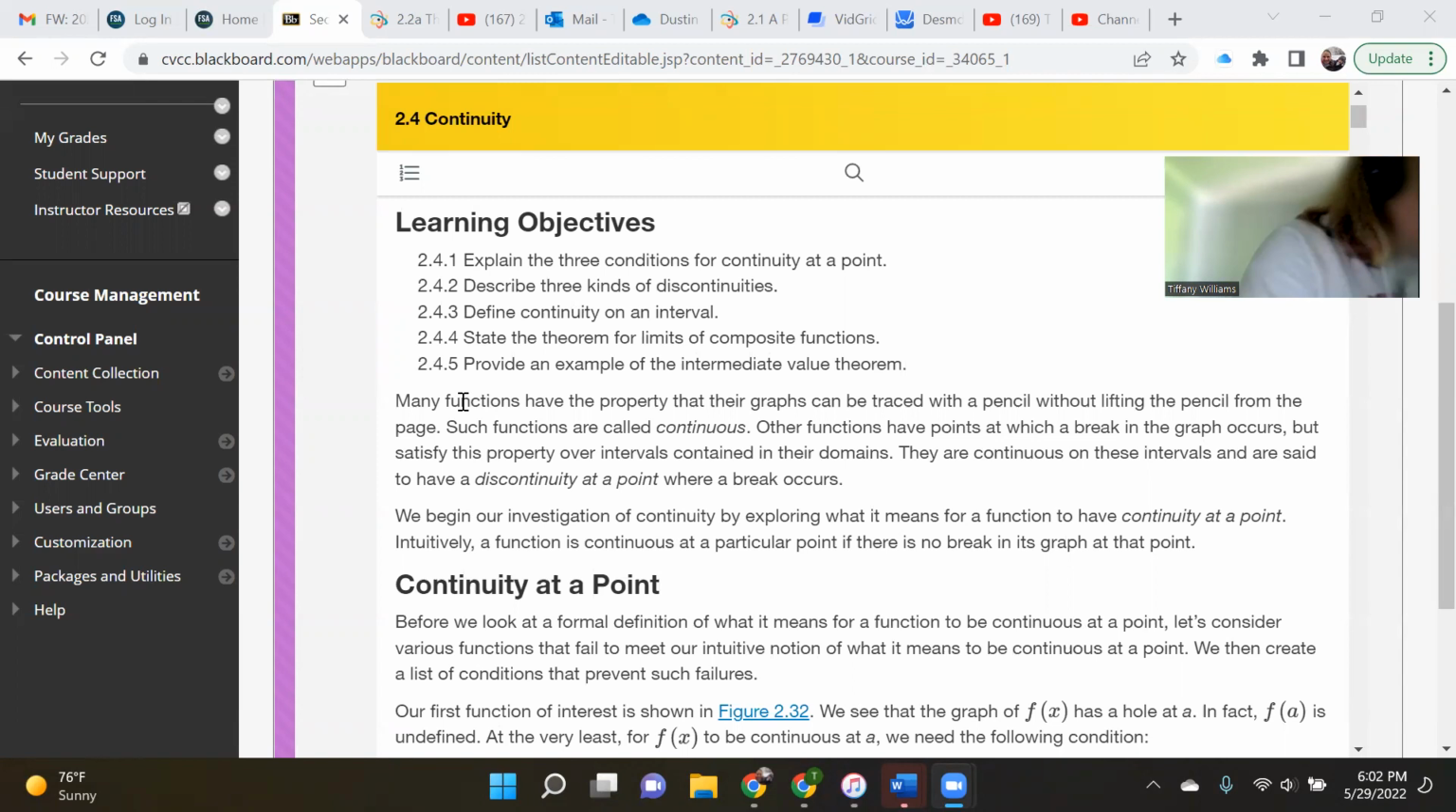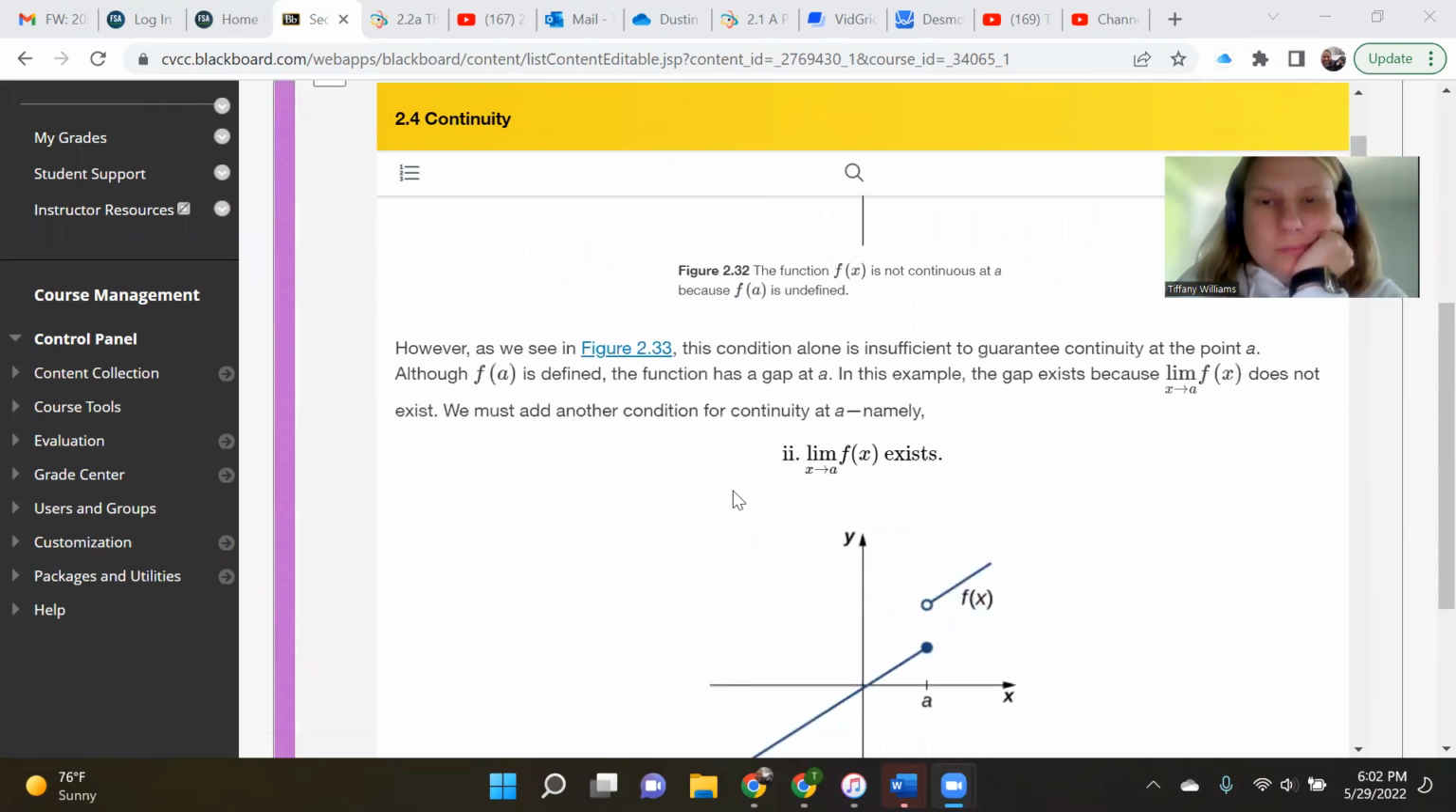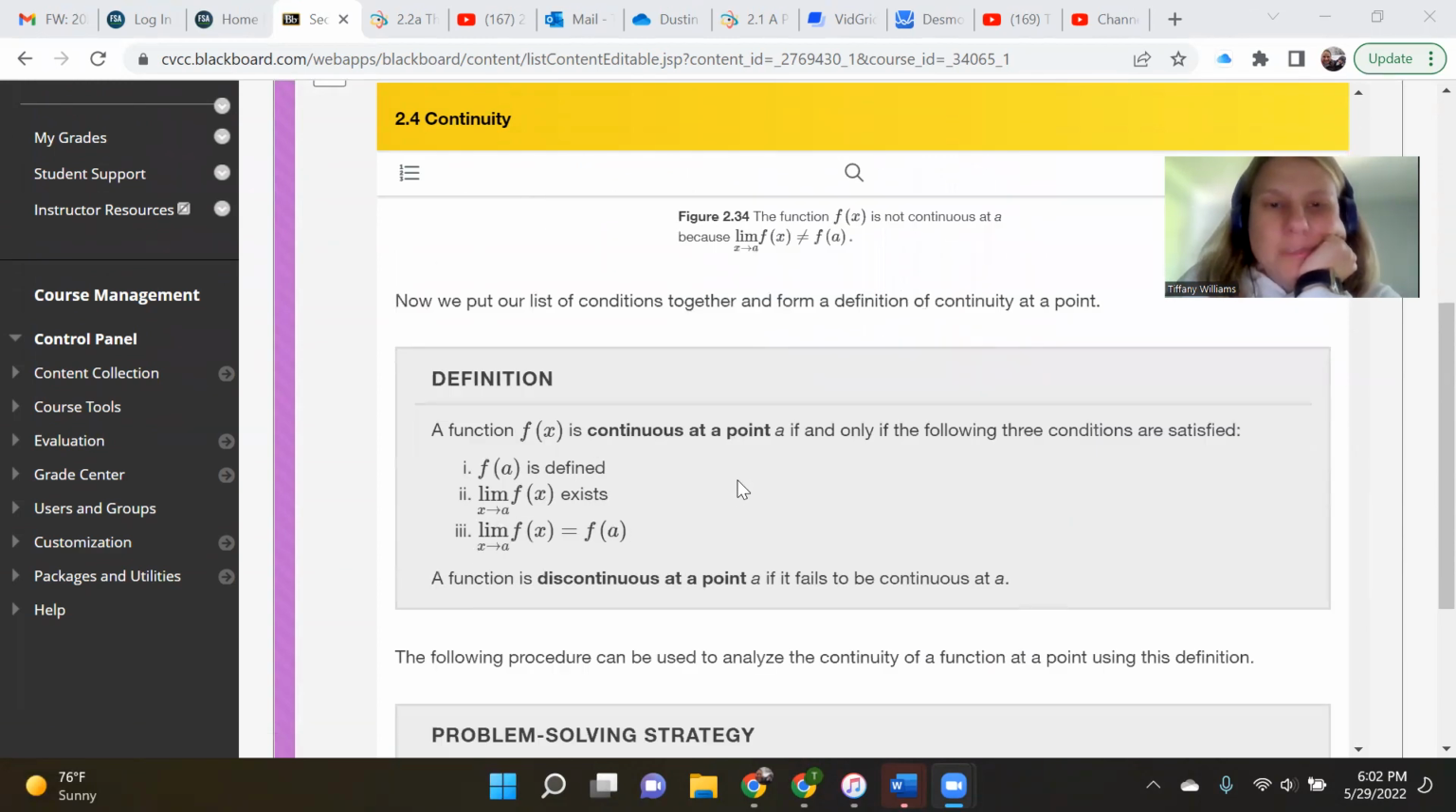So I want to continue over to the definition here. A function f of x is continuous at a point a if and only if three conditions are satisfied. f of a is defined. The limit as x approaches a of f of x exists. And the limit as x approaches a of f of x equals f of a. So the value that you're approaching, if you plug it in through direct substitution, that's what they're talking about.